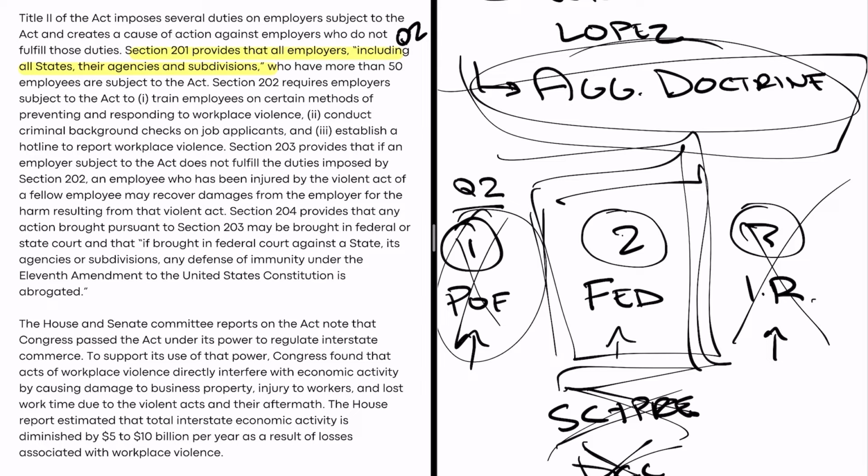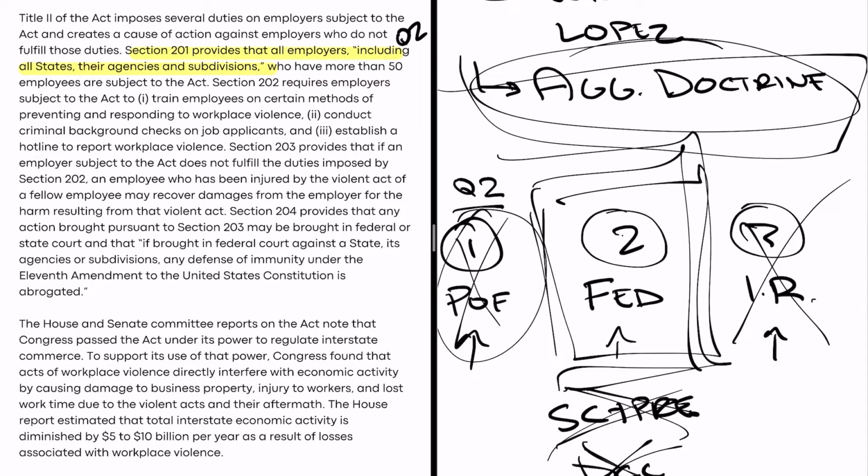Okay, so that's what this looks like reading this language. It looks more like Garcia, our federal minimum wage case, because it applied equally to public and private employers, and the court upheld it as not commanding state action. Okay, so we have to keep reading though.